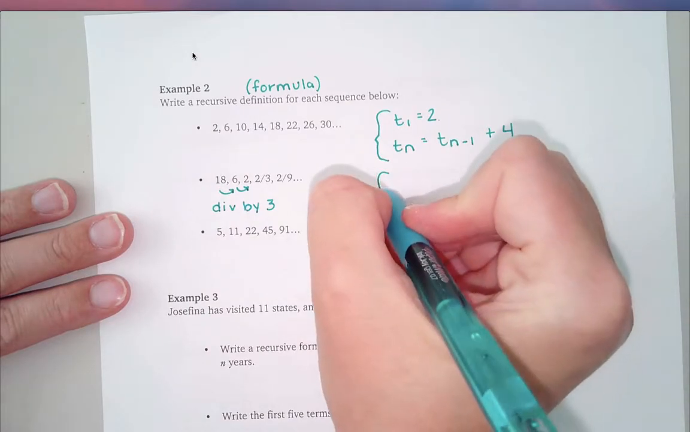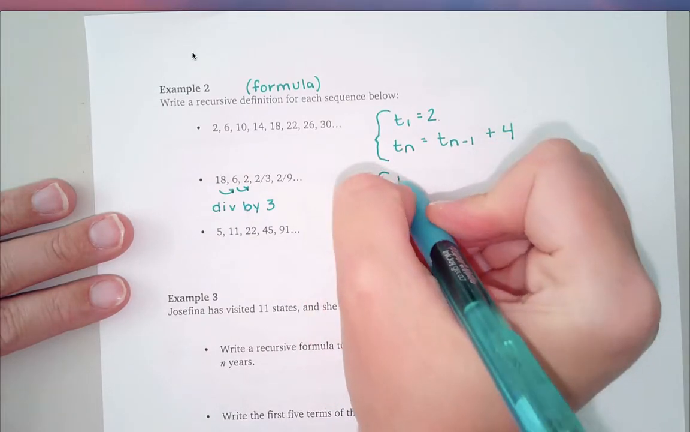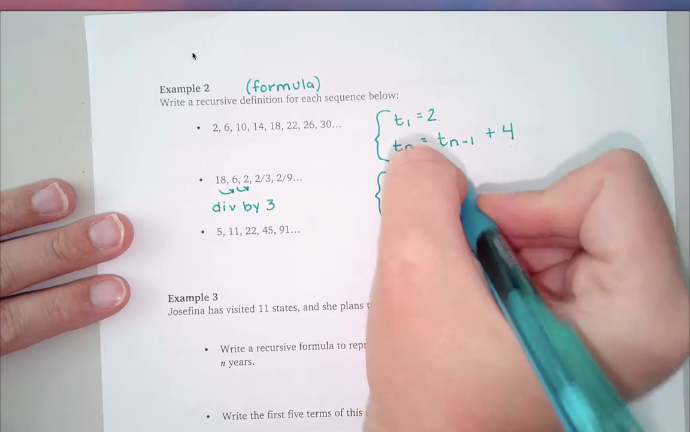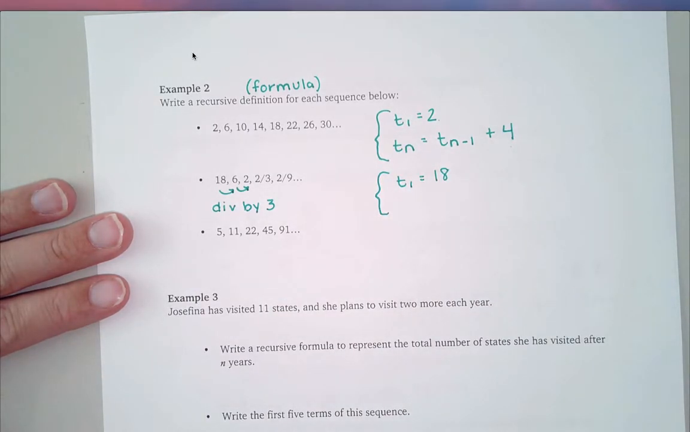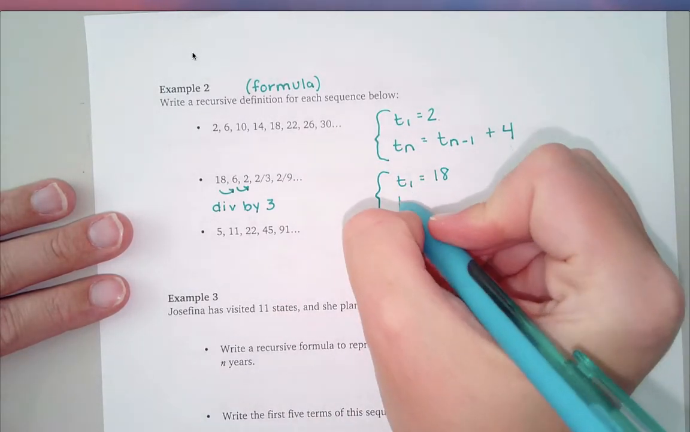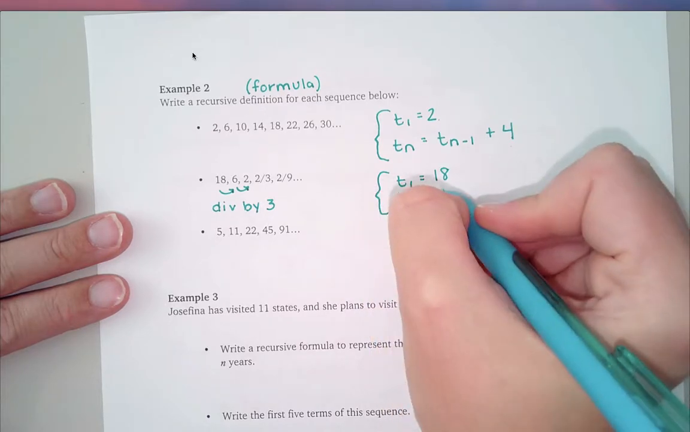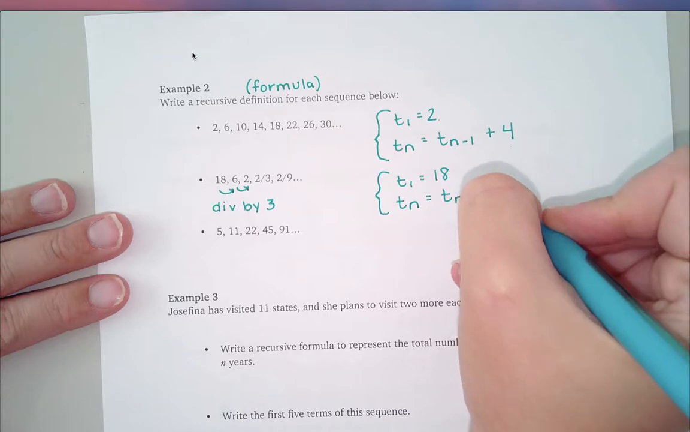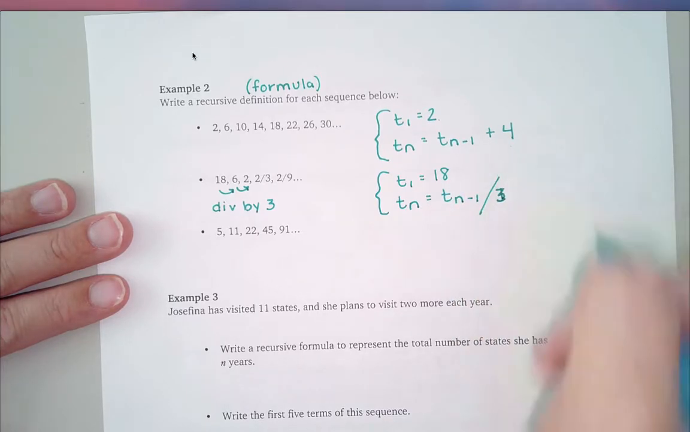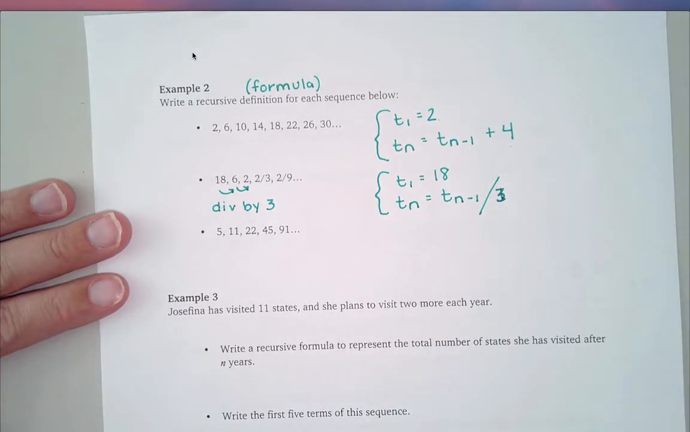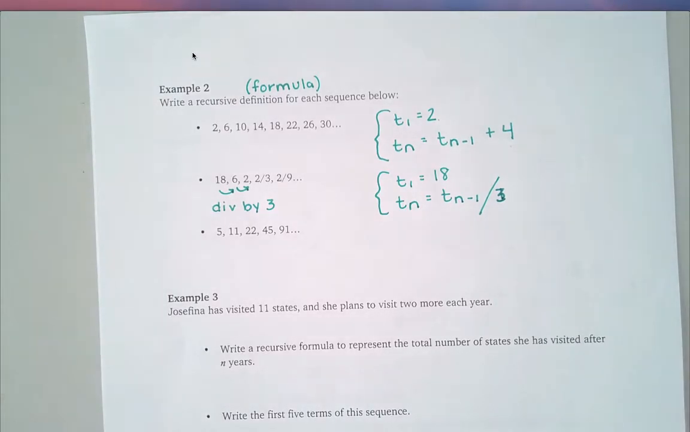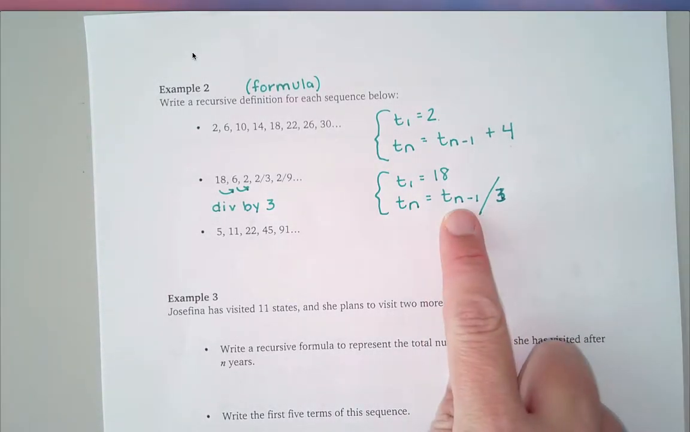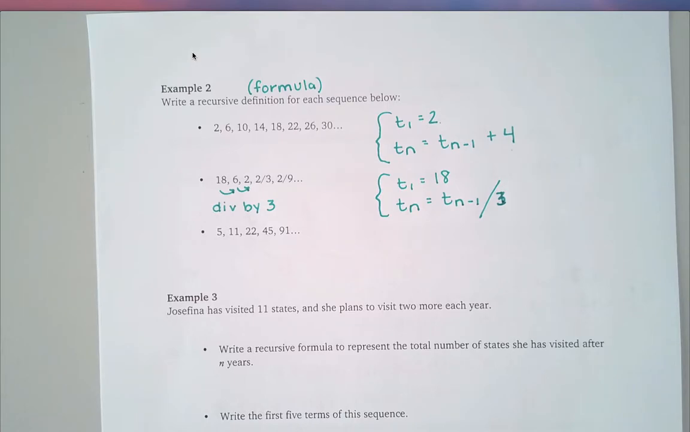So in sequence notation, I would list that first term as being 18. Okay, always start with that. And then I'm going to say to get to the next term, I take that previous term and divide by 3. Okay, probably cleaner ways I could have written that, but all I'm doing is saying take the previous term, divide by 3 over and over again.